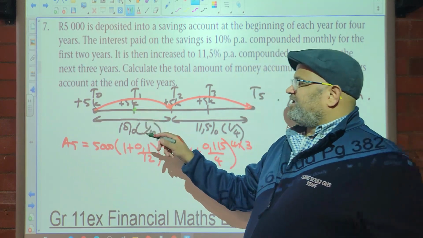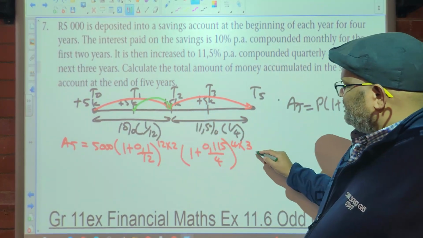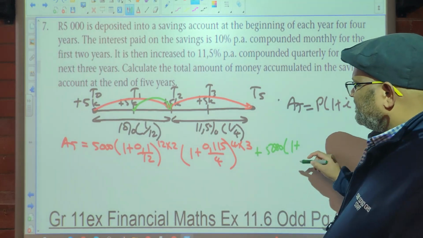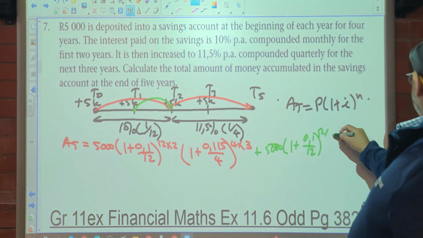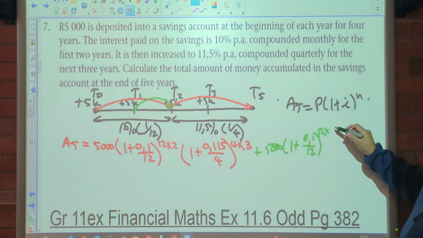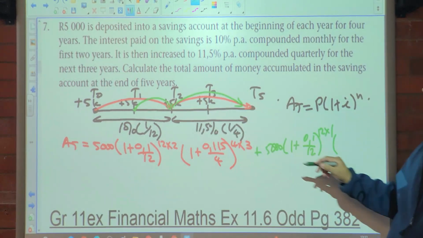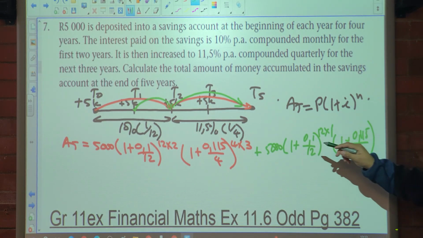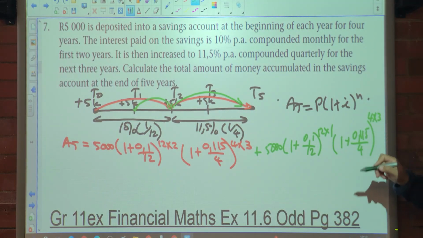That's it. It's the second 5,000. Can I take it to the end? No. Let's first do the top thing. There's plus 5,000 rand into 1 plus 0.1 over 12 to the exponent 12 times 1. So that's the amount there. To the end now. 1 plus 0.115 over 4 to the exponent 4 times 3. Yes.